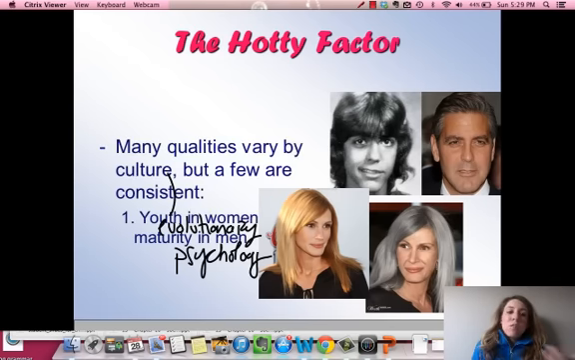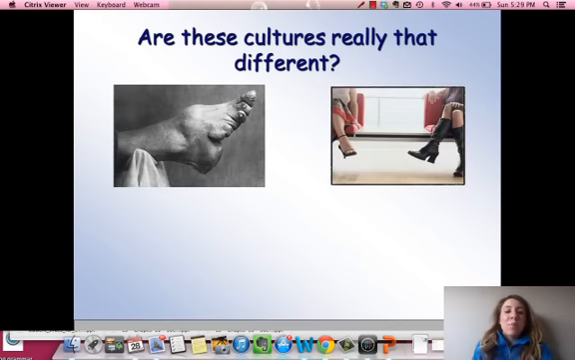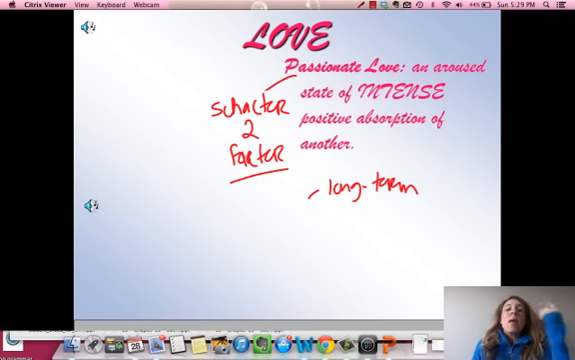What makes someone attractive? Well, there's a lot of qualities that vary by culture, but some are consistent. So the ones that are consistent come from the evolutionary standpoint. Youth in women and maturity in men. George Clooney is sexy over here, and Julia Roberts is more sexy over here, right? Gray hair, not so cute. Young guy, not so cute, right? And ultimately, we think things are different, but a lot of times things can be very much the same in terms of what's attractive.